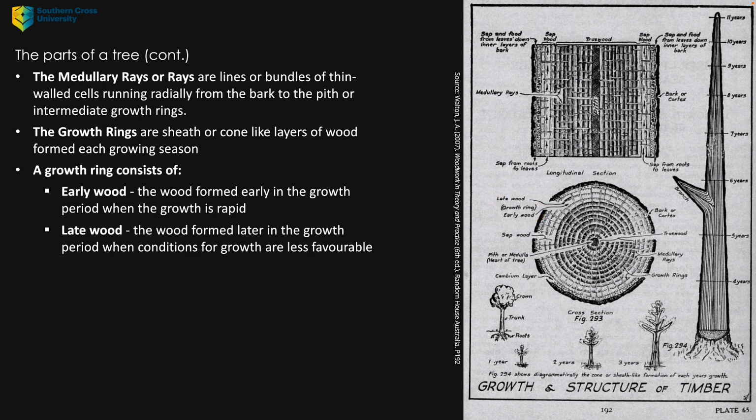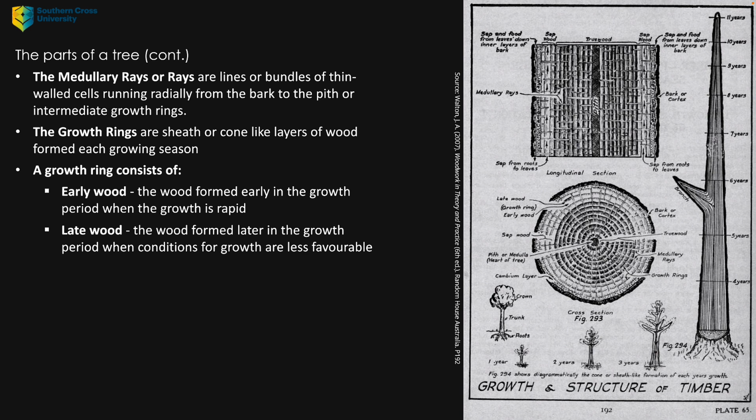And then there's the late wood, and that's the wood formed later in the growth period when conditions for growth are less favourable. So that's usually in the late summer into the autumn. And what you'll find there is that the cells are smaller and more closely packed together. And that's where you get the dark part of the ring. That's kind of the part of the ring that you can see.